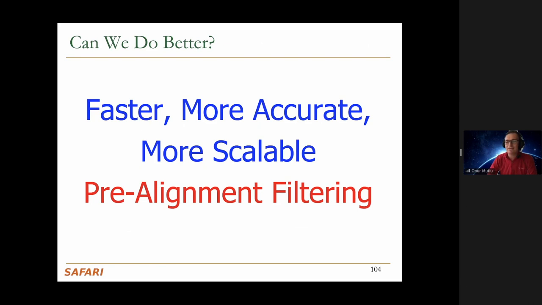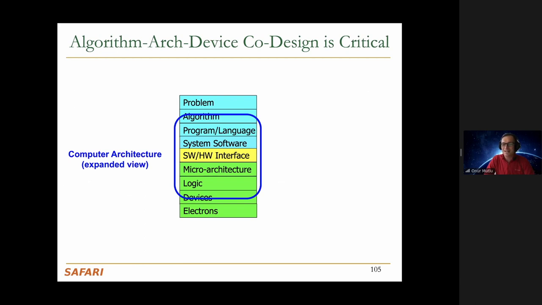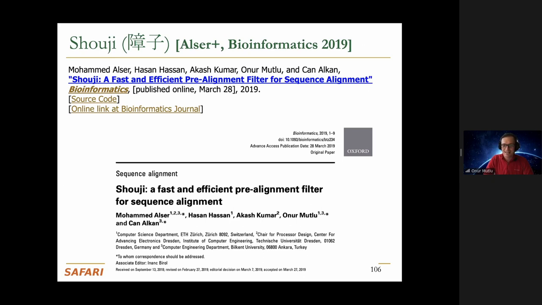So the key question is, can we do better? Of course, we want faster, but we also want more accurate filtering without making it slower. And we want more scalable filtering, filters that actually improve as E becomes larger. So in the end, we need to do algorithm architecture co-design, device co-design. I'm going to talk about this work quickly and another work that we recently published. I like the ideas in these because they're really algorithm architecture co-designs.